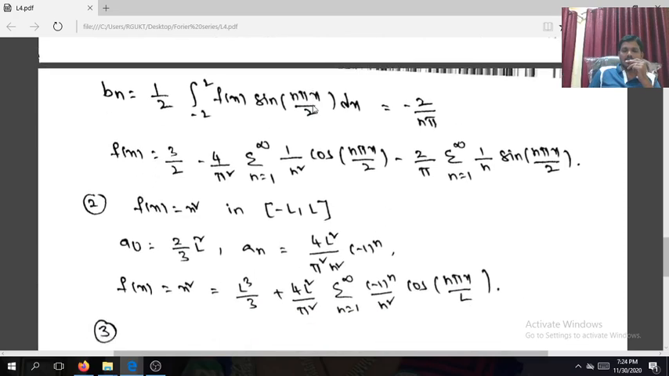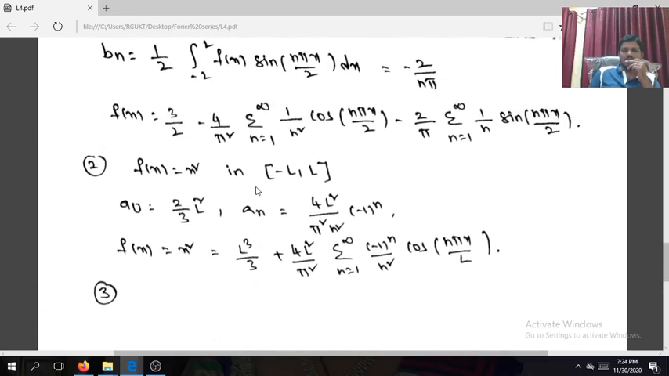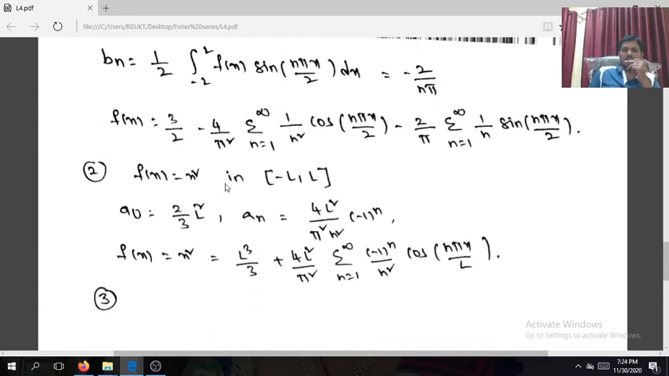Next, we take another problem. Try to solve this problem: f of x is equal to x square in minus L comma L. By applying this procedure, you will get a0 equal to 2 by 3 L square, and an equal to 4 L square by pi square n square times minus 1 to the power of n.